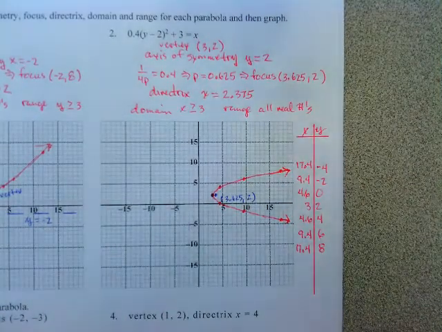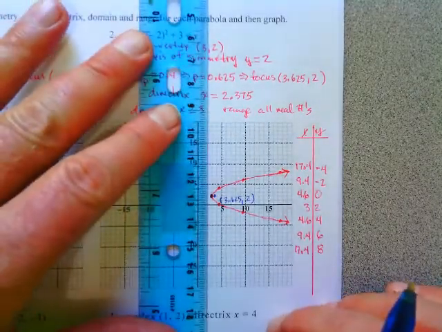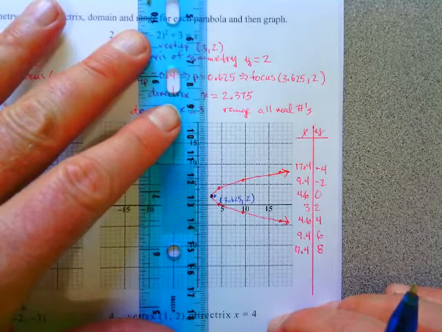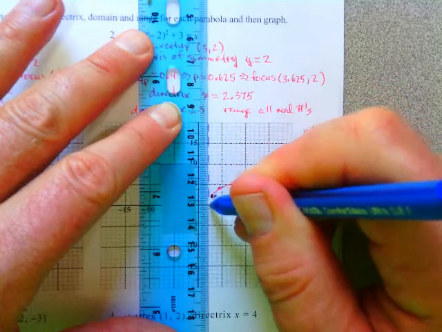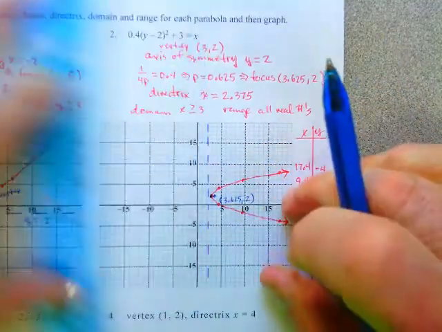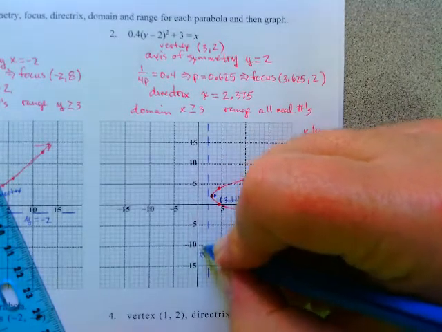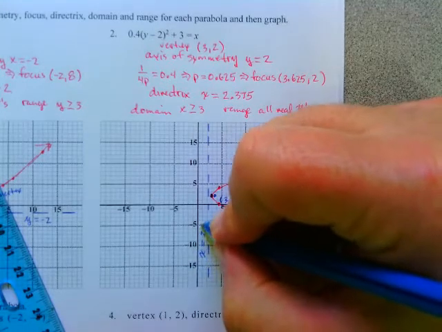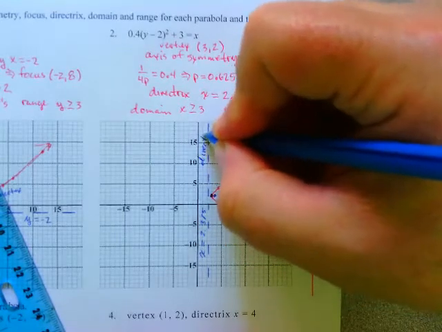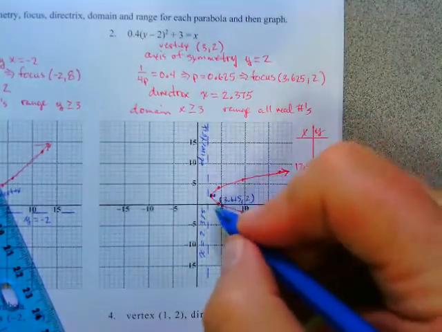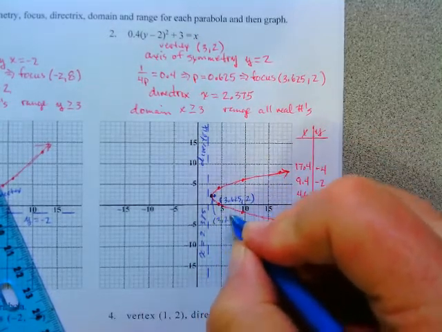Now, our directrix has to be at 2.375, so it's not going to be quite halfway. So something like approximately here will be our directrix. So again, this is at x equals 2.375. That's the directrix. Let's see that right there, which is at 3, 2. That's the vertex.